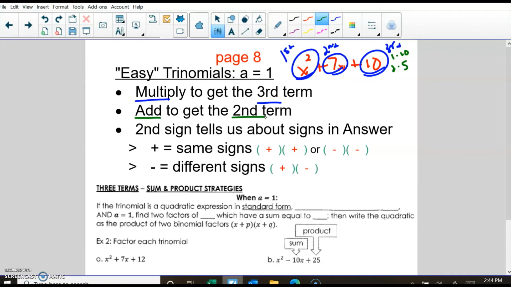So we're trying to add to get 7. So we look at the 2 options. 1 plus 10, that's 11. 2 plus 5, that's 7. So the option that's going to work best for us would be 2 and 5. The signs in the problem are going to help us get the signs in the answer. Okay?